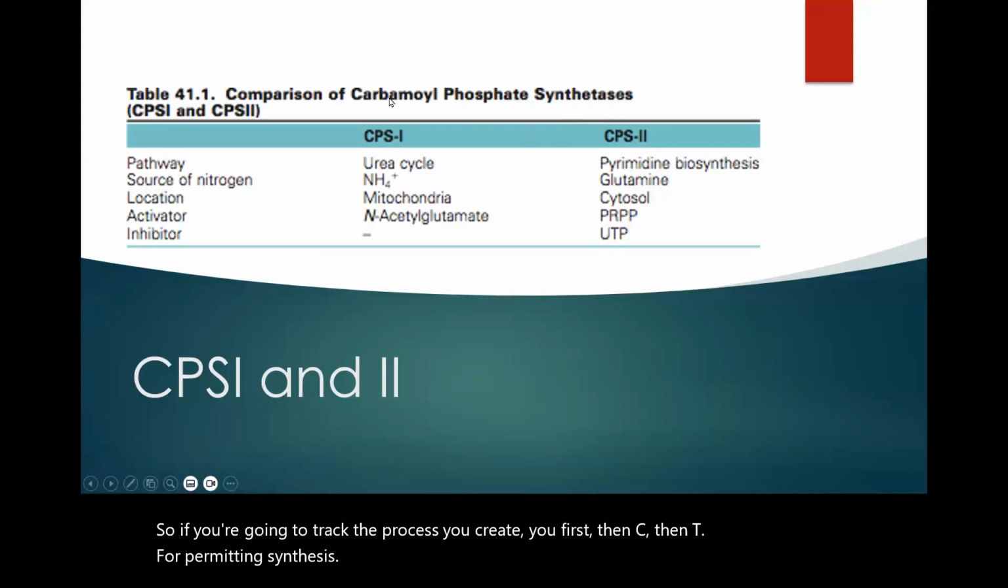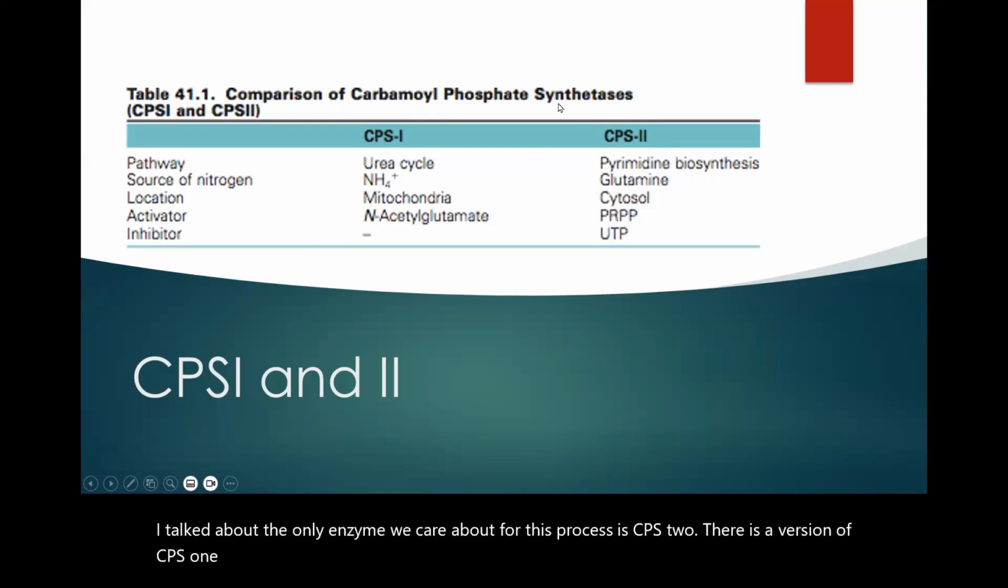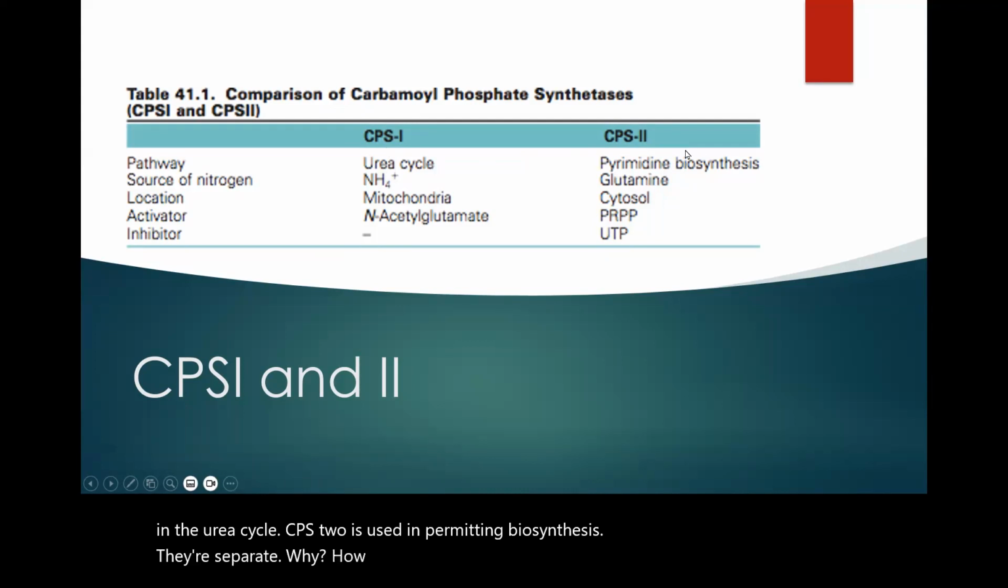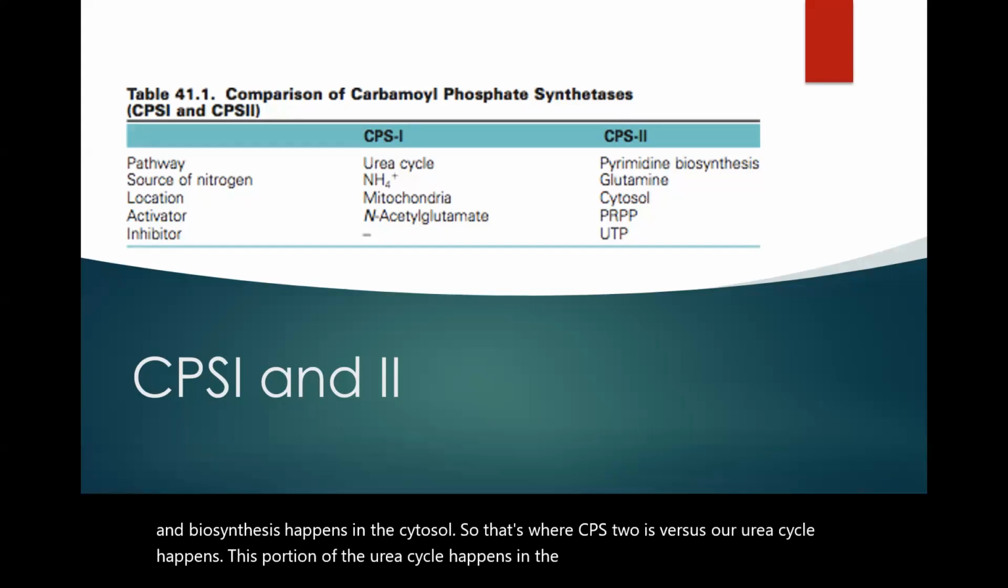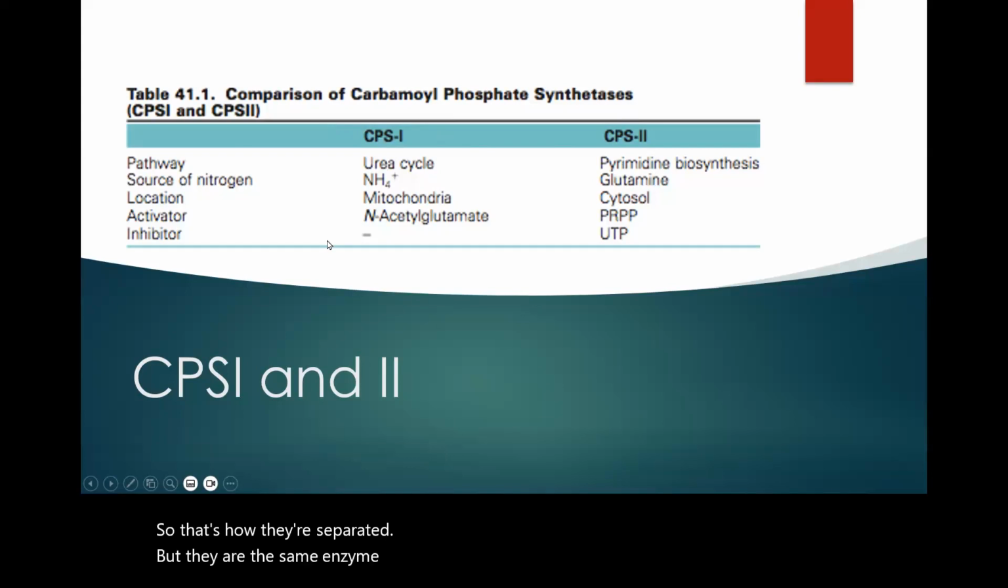I talked about the only enzyme we care about for this process being CPS2. There is a version, CPS1, carbamoyl phosphate synthetase. If this sounds familiar to you, CPS1 is used in the urea cycle. CPS2 is used in pyrimidine biosynthesis. They're separate. Why? How do we know one's for one, one's for the other? The pyrimidine biosynthesis happens in the cytosol. So that's where CPS2 is, versus our urea cycle, this portion of the urea cycle, happens in the mitochondria. So that's how they're separated. But they are the same enzyme, just two different types.